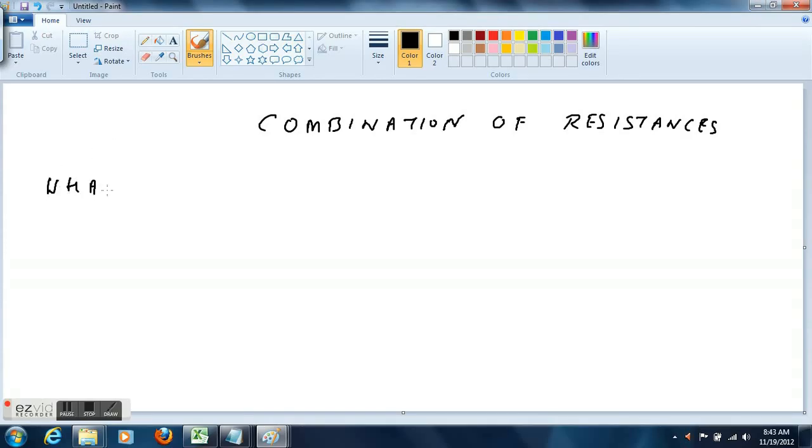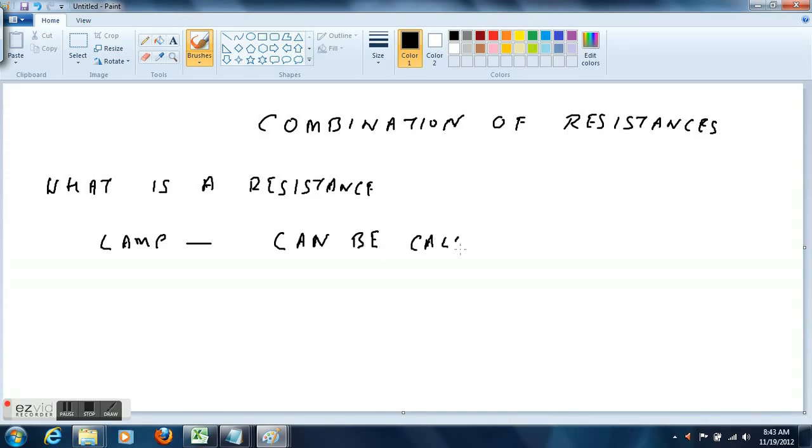An electric lamp which you use every day can be called a resistance. Anything that provides resistance to the flow of current can be called a resistance, but commonly we can call a lamp a resistance, an electric heater a resistance, an electric iron a resistance. Your electric water heater can be called a resistance.